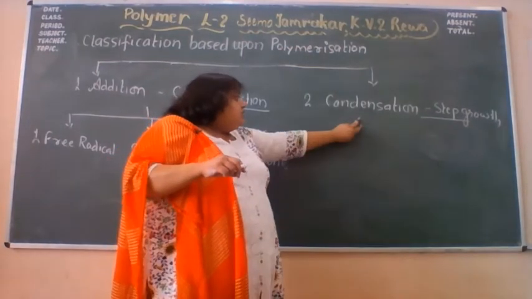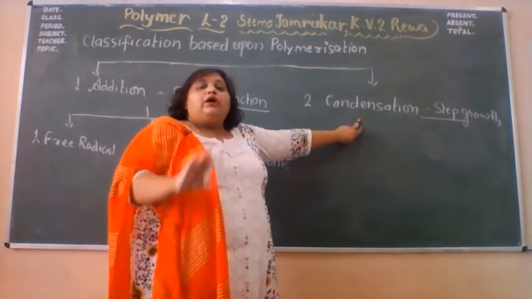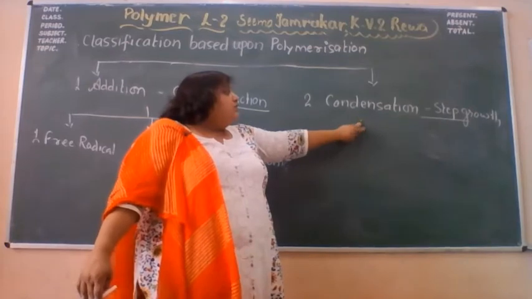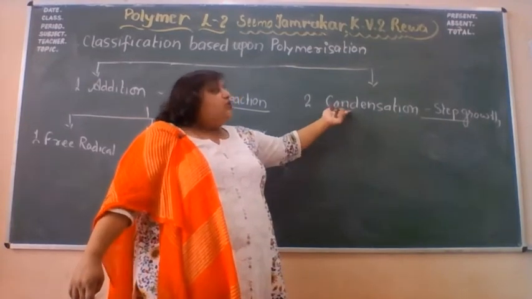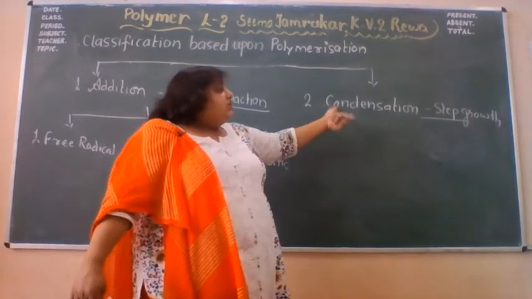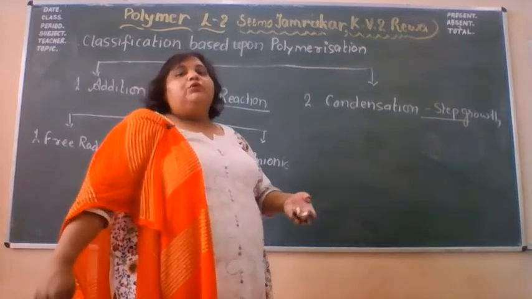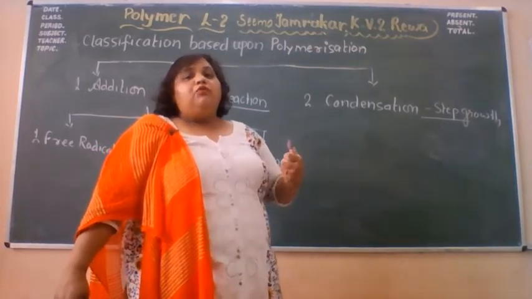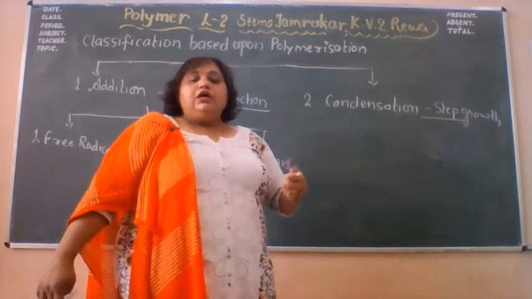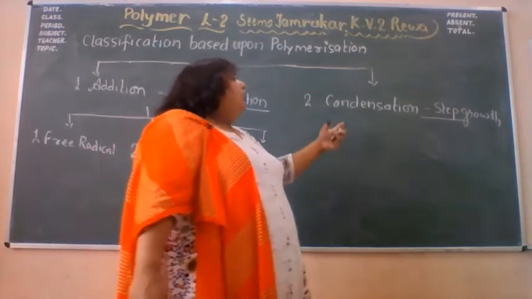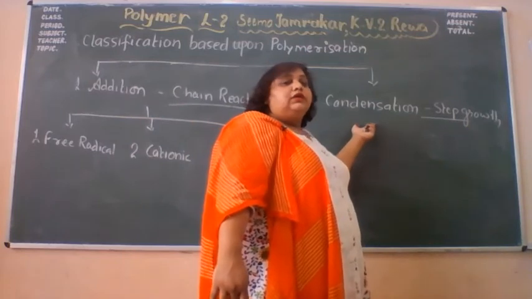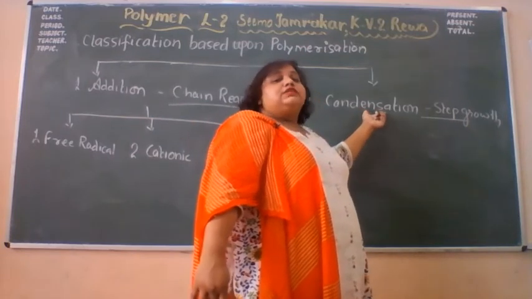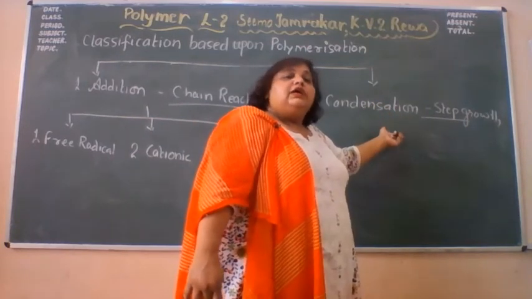It depends on what other substance you are mixing and what is the nature of the monomer units. Generally, if the monomer unit has one amine group, an NH2 group, and one carboxylic acid group, and this kind of monomer units are present there, generally it proceeds by the condensation reaction.